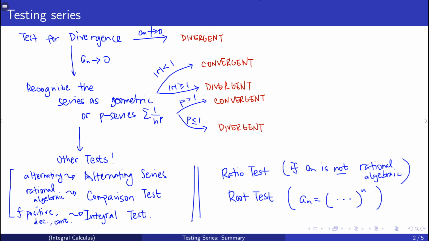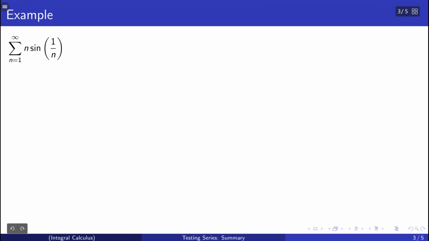So let's look at some examples of series where we'll try to apply all of these tests that you see on this slide right now. This one, for instance, n times sine of 1 over n. So do you want to try this first? Give a minute or two to think about this, and pause the video right now.